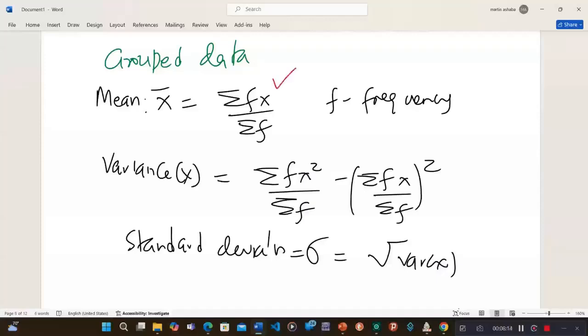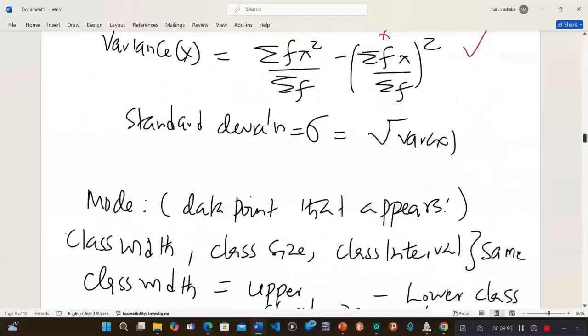Now what about the variance of x? It would be sum of fx squared divided by sum of f. You get x, you square it, then you multiply by its frequency. Then you sum. So you create a column of fx squared, and then you sum, then divide by sum of f, and then take away the mean squared. So you square the mean, you subtract it from this value, and what you will get will give you the variance. What is standard deviation? It is the square root of variance, as we have earlier discussed.